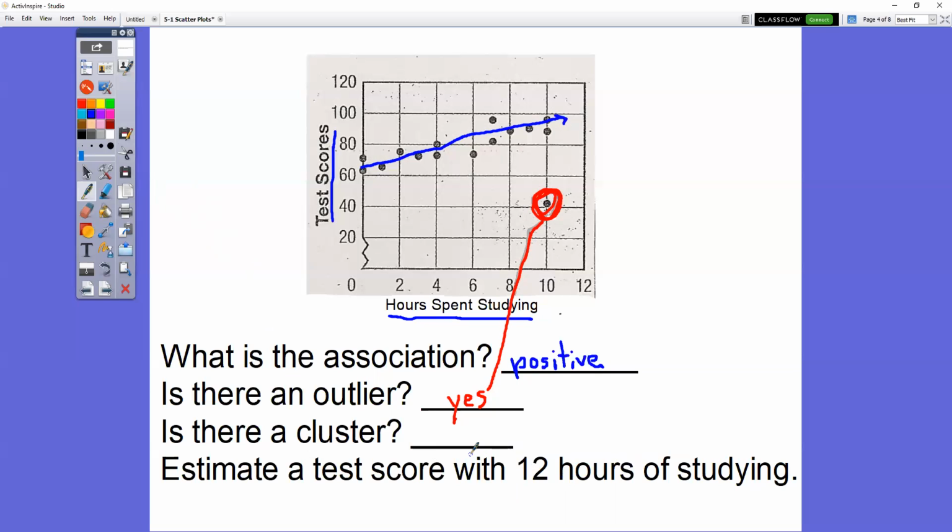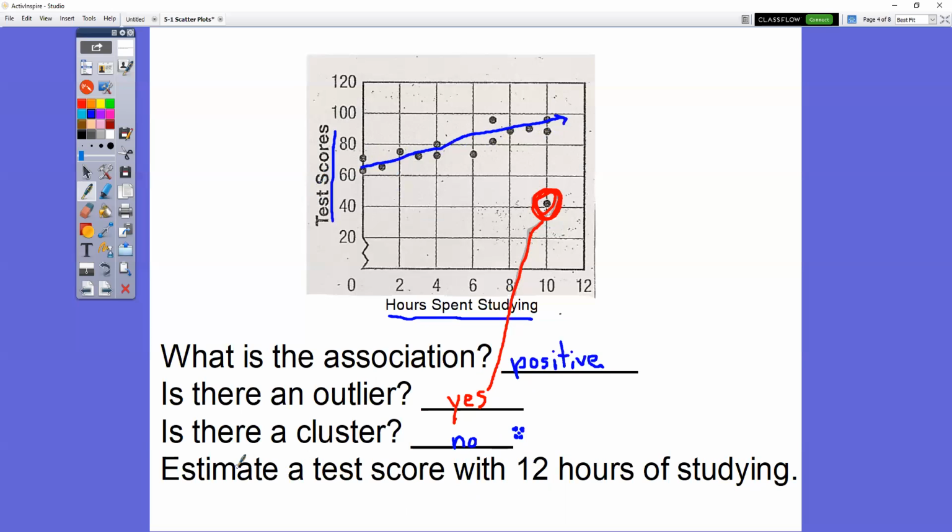Is there a cluster of points? Is there a group of points that are really close together? On this one, I'm going to say no. If you take a look at your scatter plot, the dots are pretty much all equally spaced out. What we're looking for in a cluster is dots that are really, really close together, almost like right on top of each other.